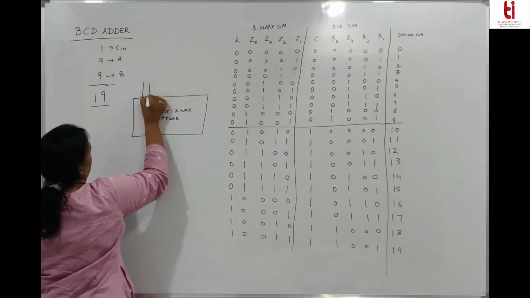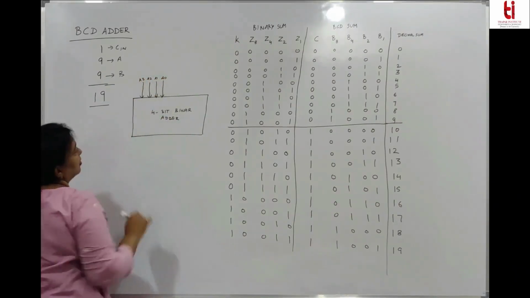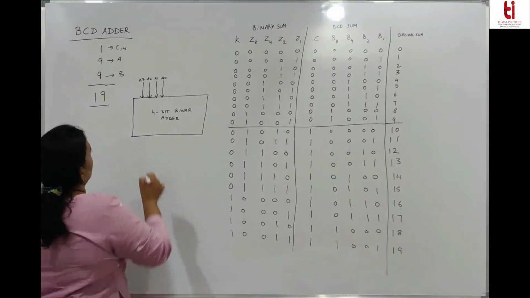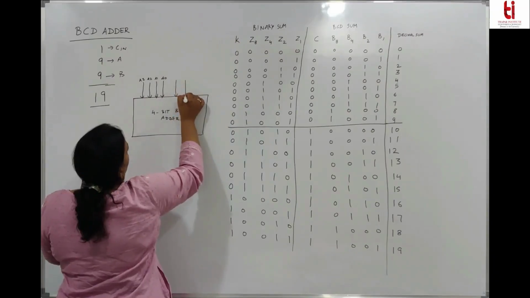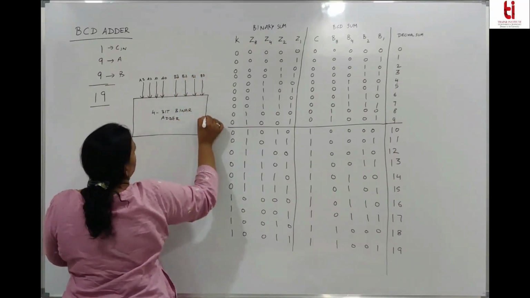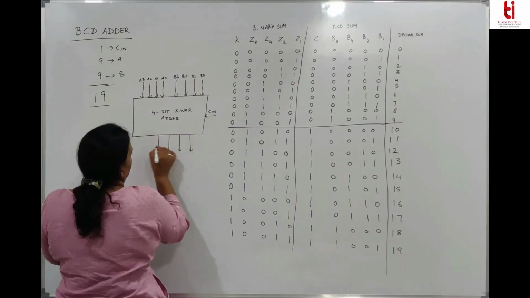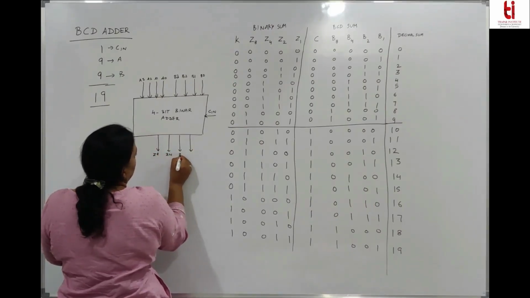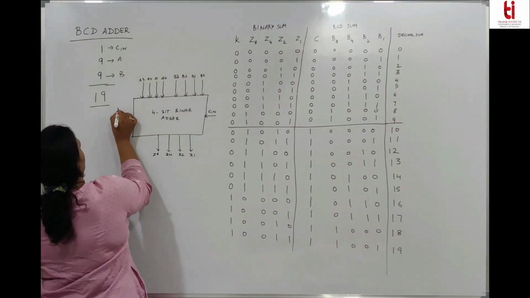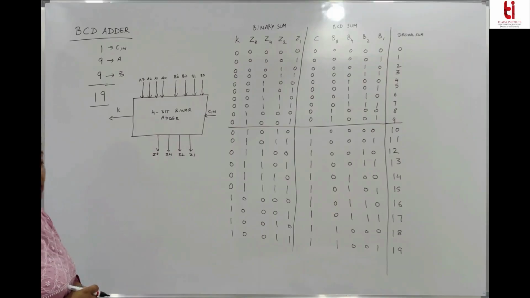If we give A3, A2, A1, A0, and B3, B2, B1, B0, and there is a carry in, then it will give you Z8, Z4, Z2, Z1 and a carry out. Fine. Whenever you have a binary sum from 10 to 19, you have to add 6 to it.